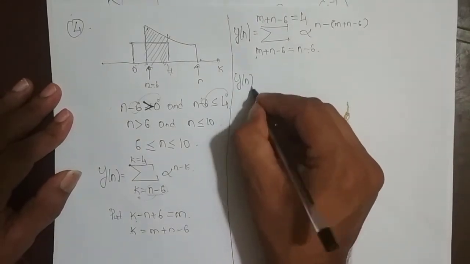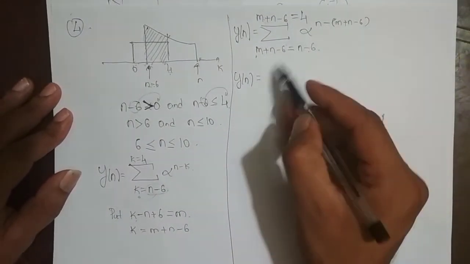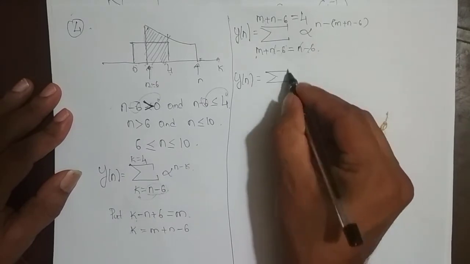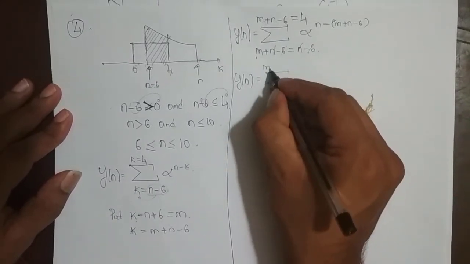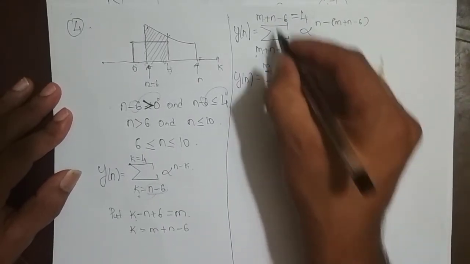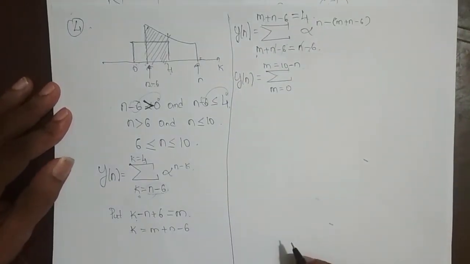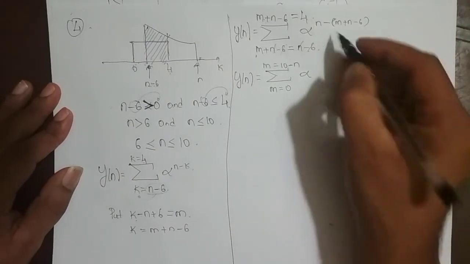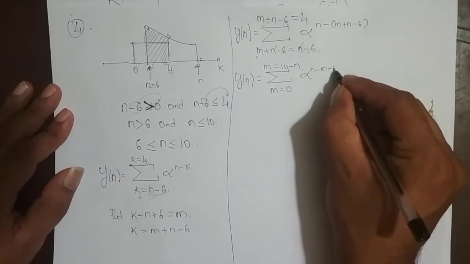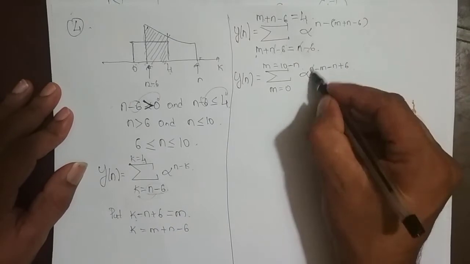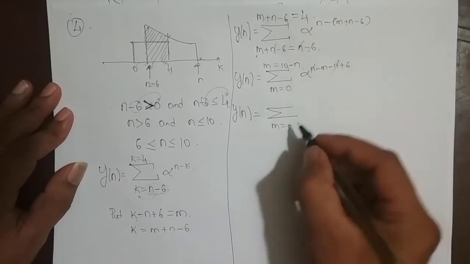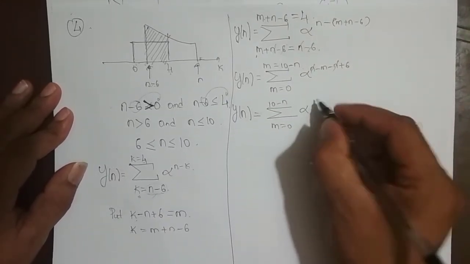So y of n is equal to, now I have to write the upper and lower limit in terms of m. So n cancels out, 6 cancels out, and this n minus 6 goes to the other side. So summation m is equal to 0 to m is equal to 4 plus 6, it is 10, minus n. So it is nothing but 10 minus n. So alpha power n minus m minus n plus 6, right? This n cancels out. So what do I get? y of n is equal to summation m varying from 0 to 10 minus n, alpha power 6 minus m.